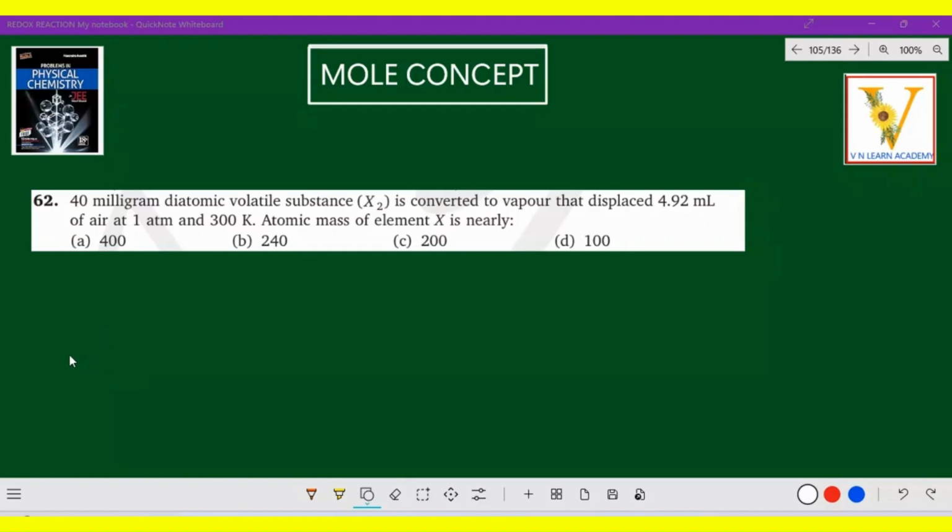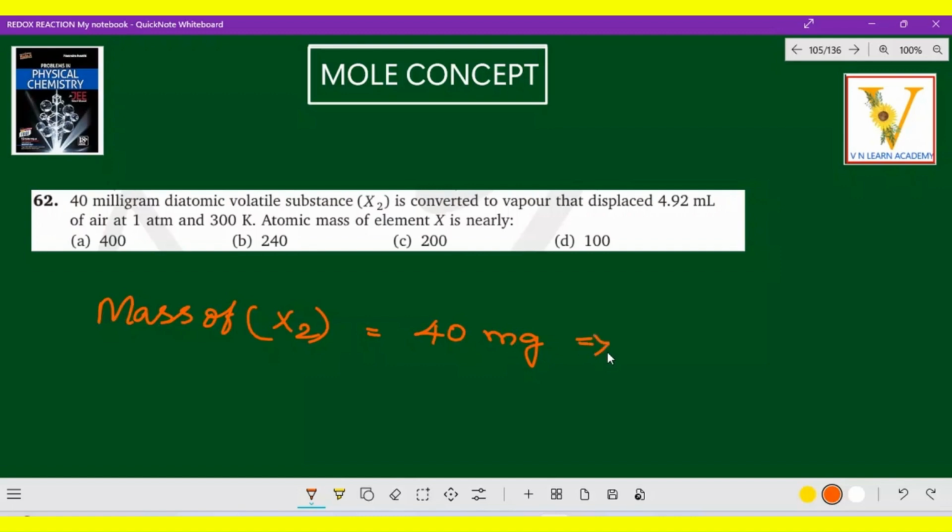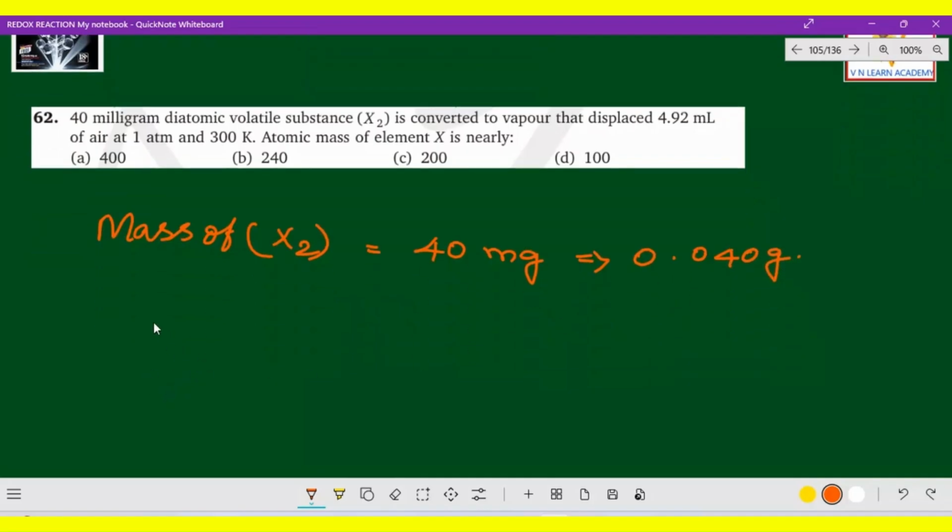So what formula can we use? First and foremost, let us collect the data. The mass of X2, the diatomic molecule, is 40 milligram. We can convert it into gram, so that means 0.040 gram. Now the next one, volume of that compound. Volume is 4.92 ml, and this also we can convert into liter, so 4.92 into 10 to the power of -3 liter.